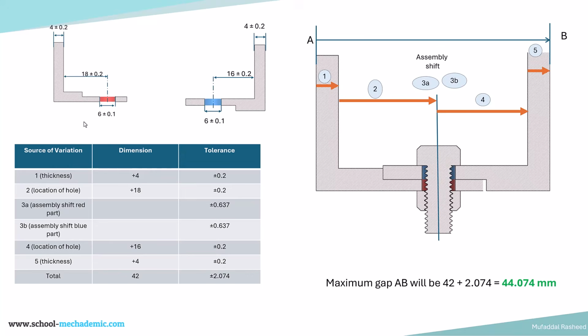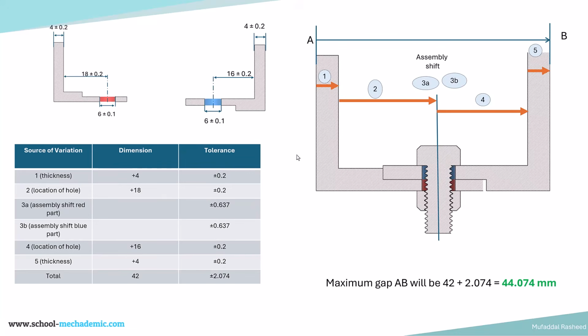So the sources of variations from the loop diagram as shown over here, there are 5 sources of variations. So the first source of variation is the thickness, and it will be positive dimension +4 because it is going from left to right. If it was from right to left, then it will be -4. So if it is going from left to right, it will be +4. And the tolerance associated with that is this one, that is plus or minus 0.2. So that will come over here.